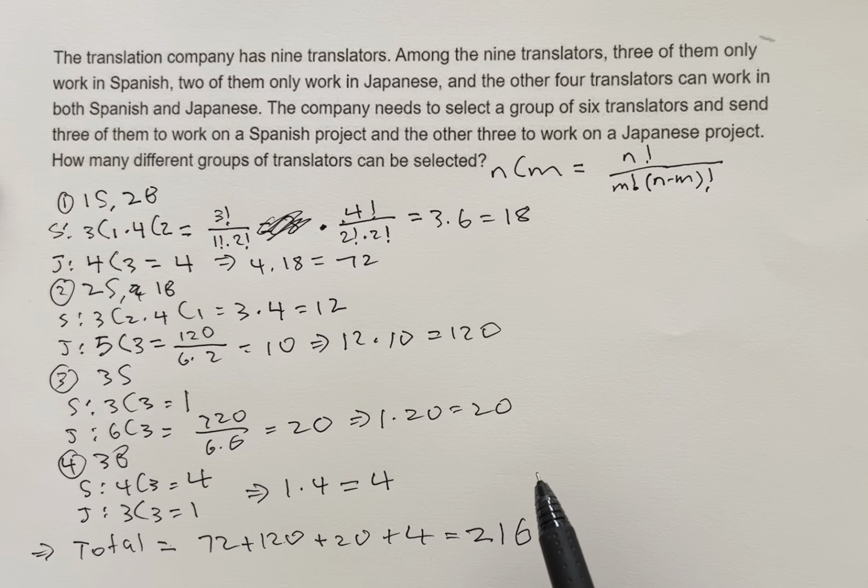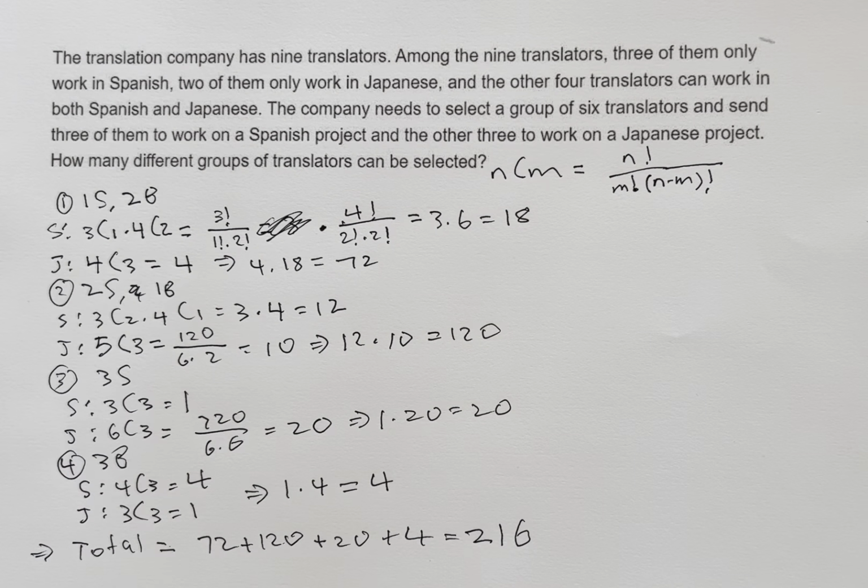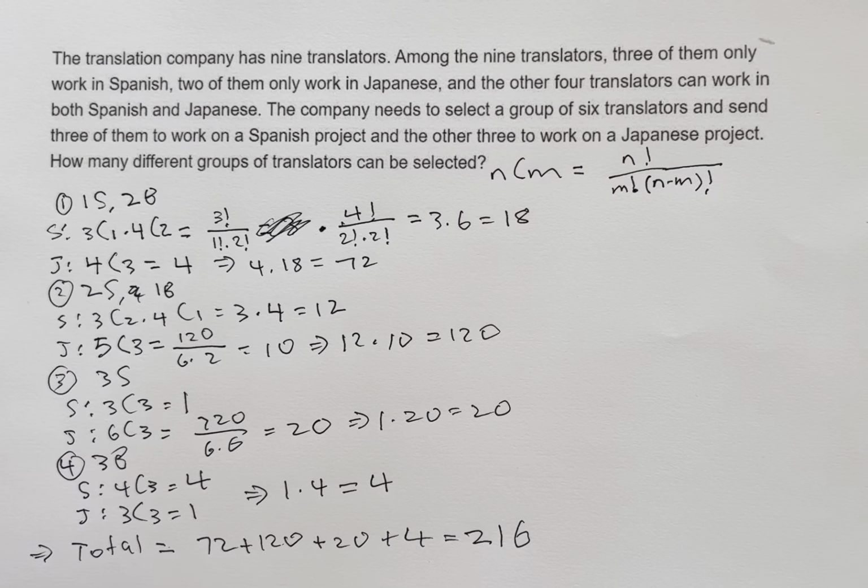That's how you solve this problem. The key concept of this problem, it's not really a concept, but you have to know the formula for combination. And when you see this kind of problem, you have to know that it's going to be involving casework. And using casework, we found the Spanish and Japanese separately, and then we multiply them together. And then for the total, you just add the 4 cases to get 216.